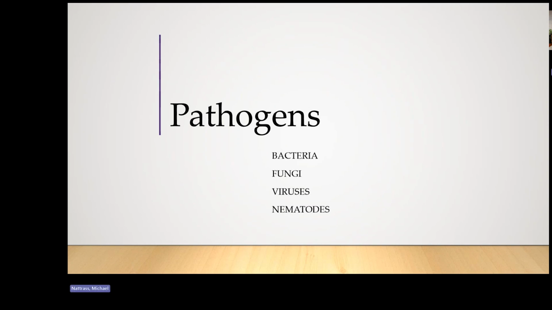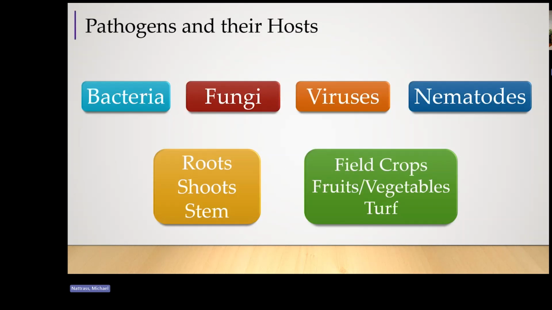All right, let's go ahead and talk about the pathogens now. From quiz 2.1, we already went over these a little bit. We've got bacteria, fungi, viruses, and nematodes. These pathogens are going to attack mostly either the roots, because they're kind of soft, the shoots, because that is where there's a lot of nutrients, and also the stems, because there's woody material there. And they're going to attack our field crops.